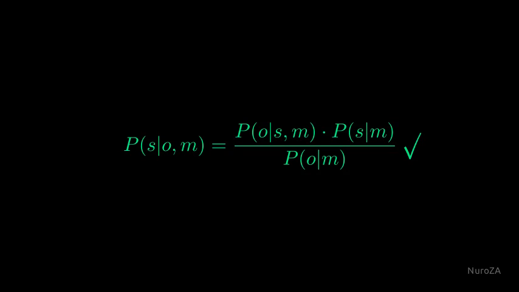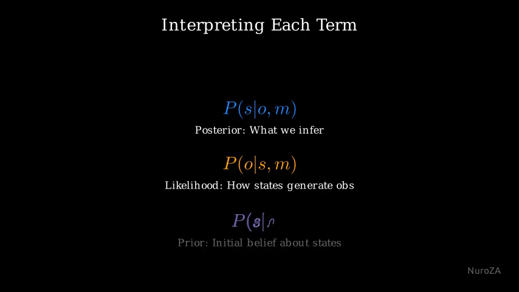Let me now explain what each term means in this context, and why this formulation is so powerful. P of S given O and M is the posterior. This is what we want to compute. Given the observations we've made and our generative model, what should we believe about the hidden states? P of O given S and M is the likelihood. This comes from our generative model. It tells us, if the world were in state S, how likely would we be to make observation O? This represents our forward model of how states generate observations.